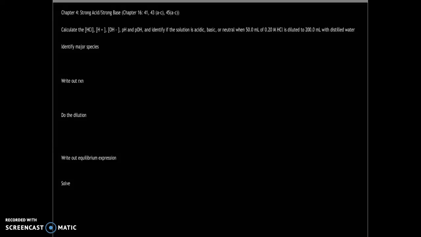Okay, welcome to chapter 4, titled Strong Acid, Strong Base. How I do this problem will be identical for either one. Obviously, I'm giving you HCl, which is a strong acid, but the approach is going to be pretty much the same if it were a strong base, like sodium hydroxide, calcium hydroxide, lithium hydroxide, etc. Okay? So the first thing we're going to do, identify major species.